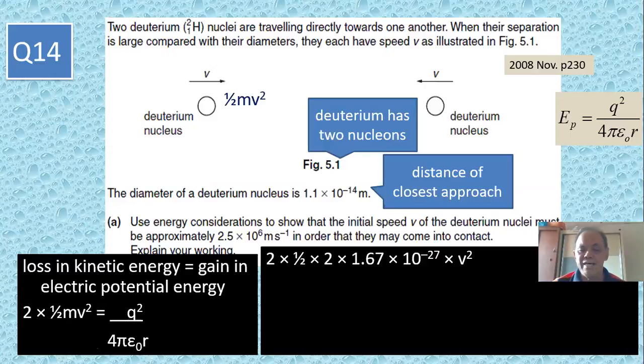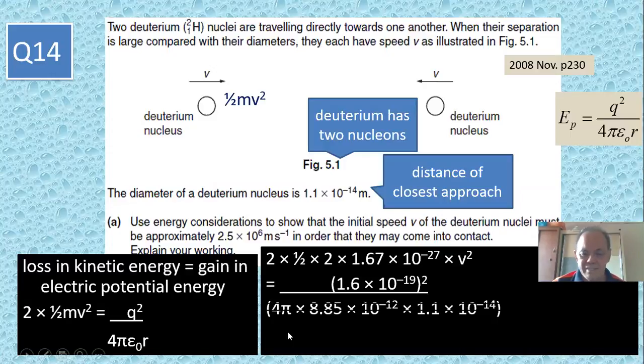Times 2 because there are 2 nucleons, times the speed. And this is the charge on the deuterium, the charge of an electron, positive charge. Each of them has positive charge. Square that, and then all these values, epsilon naught, you can get from the data sheet, and then that is our R, the distance of closest approach. So we can show it equals what we are supposed to show.